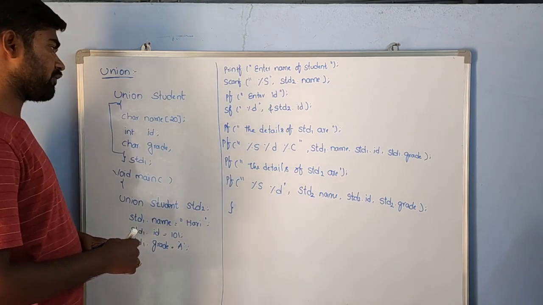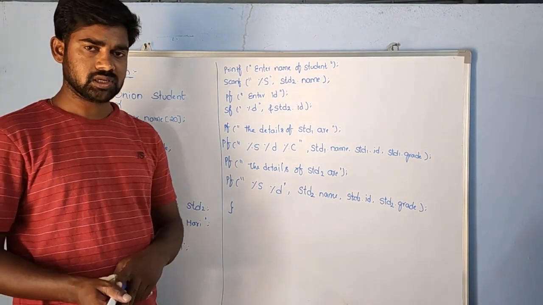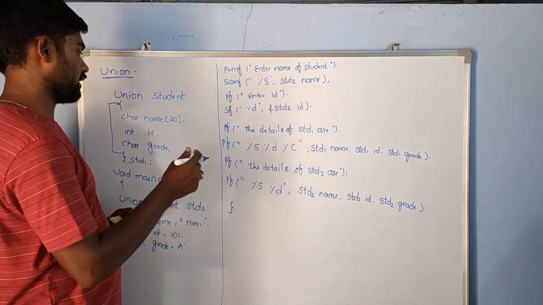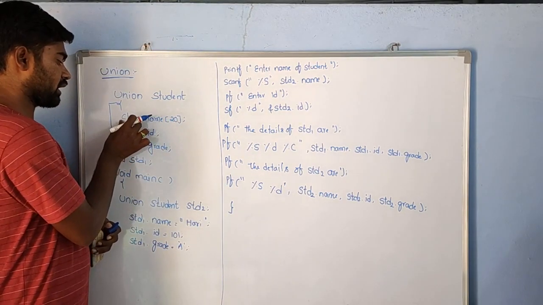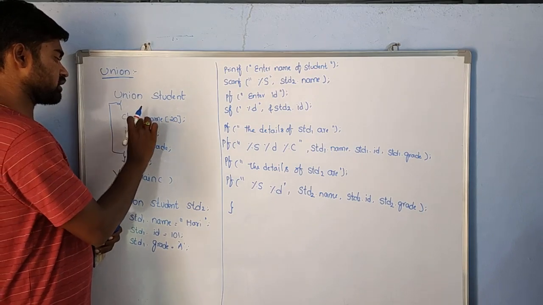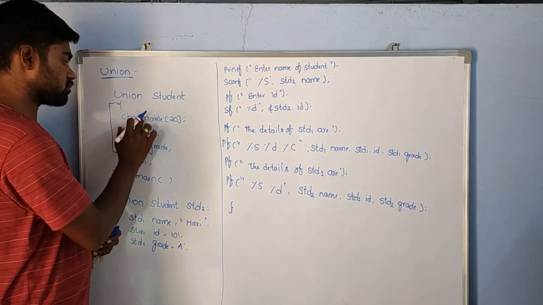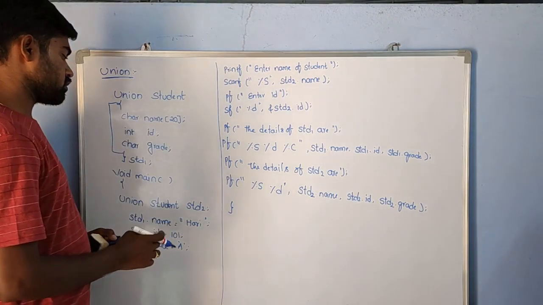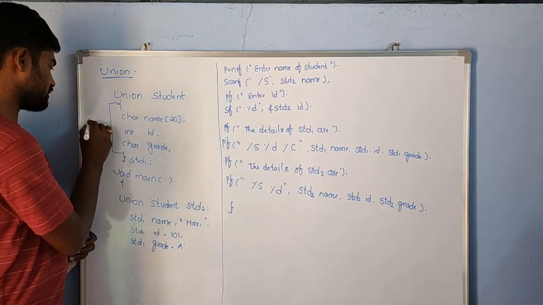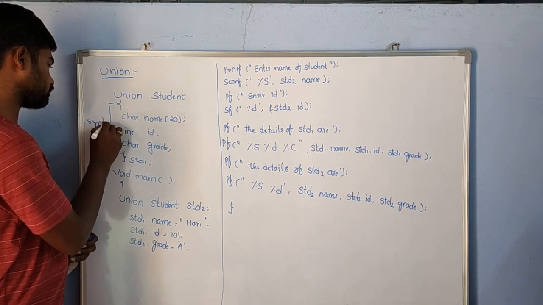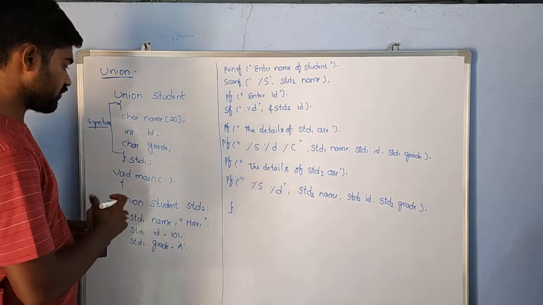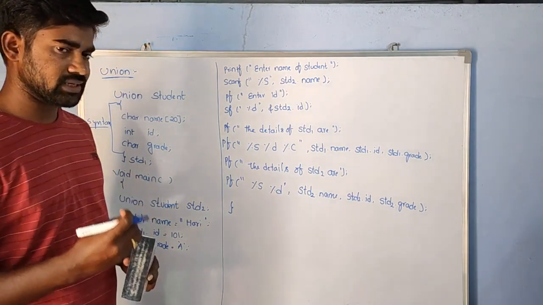Already we discussed union is nothing but a collection of different data types under a single name. So what are the different data types here? Character and integer type. These two are used under the name called student. This is the syntax of a union. Every union must be ended with a semicolon. I already said that.